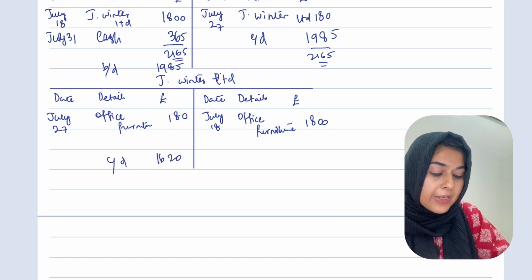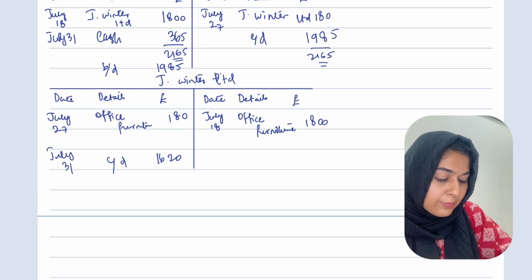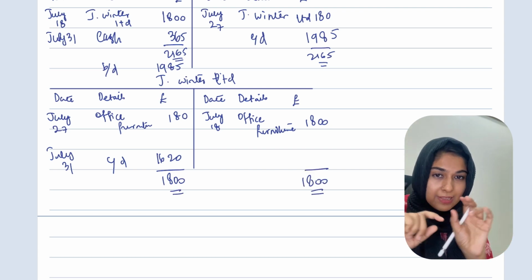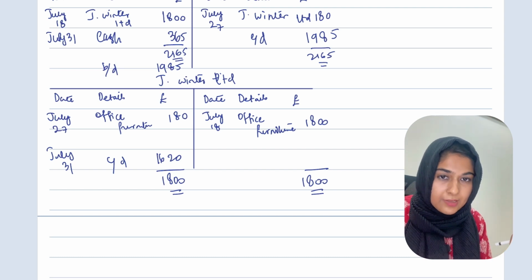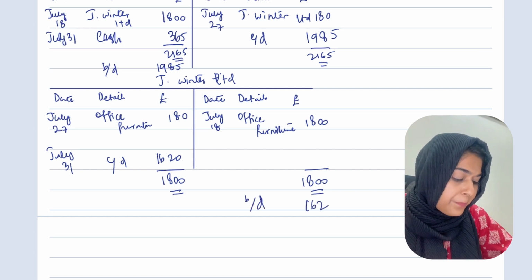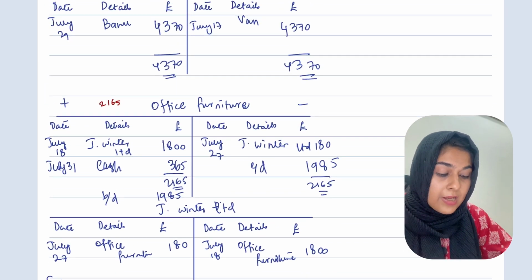So 1800 minus 180 that will be 1620 July 31 and you'll balance this as 1800 on both sides. और balance जिस लाइन पे कर रहे होते हैं उसी लाइन पे दोनों साइड पे किया करें. That's the right thing to do. Then carried down को brought down बनाएंगे 1620 लिख देंगे and that's it. So that's about balance carried down and brought down.